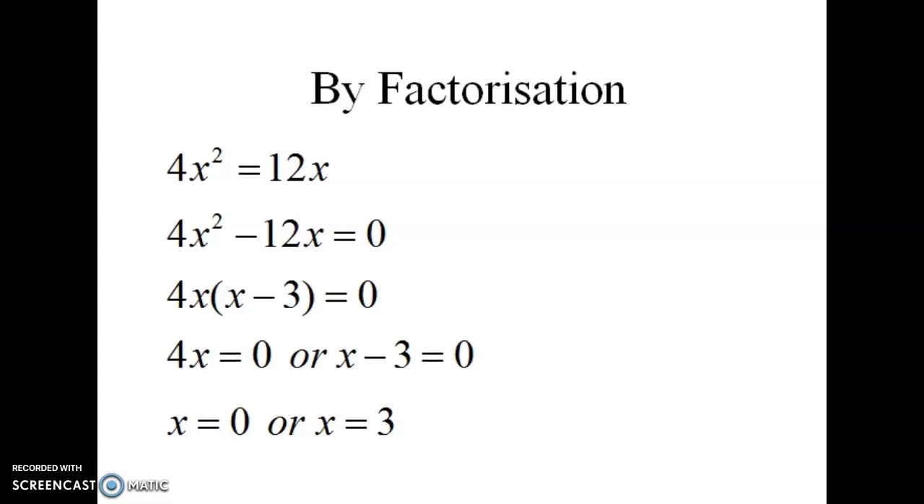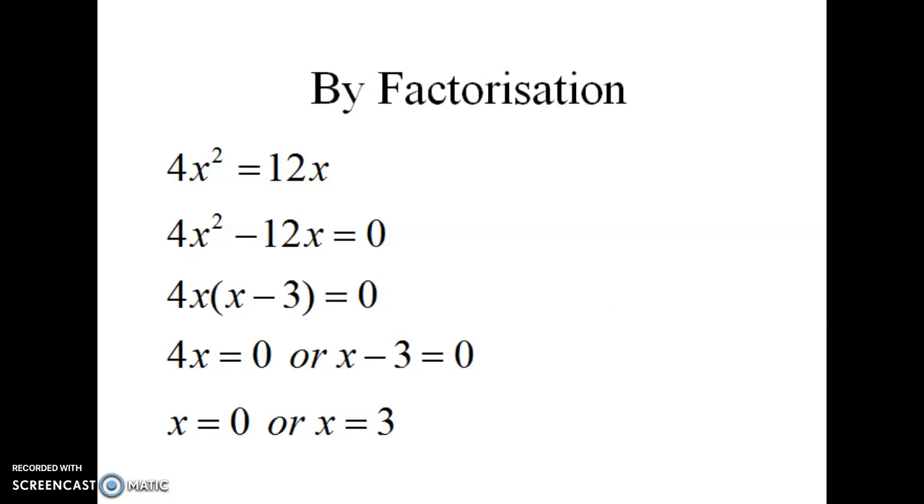Right. Let us look at factorization. Factorization is some sort of a reduction, like we see here. What do we have here? We have 4x² = 12x. This one is a quadratic equation in the sense that it has a squared here. So we want to find the values of x. Remember, a quadratic equation has got two values. We want to find the two values of x.